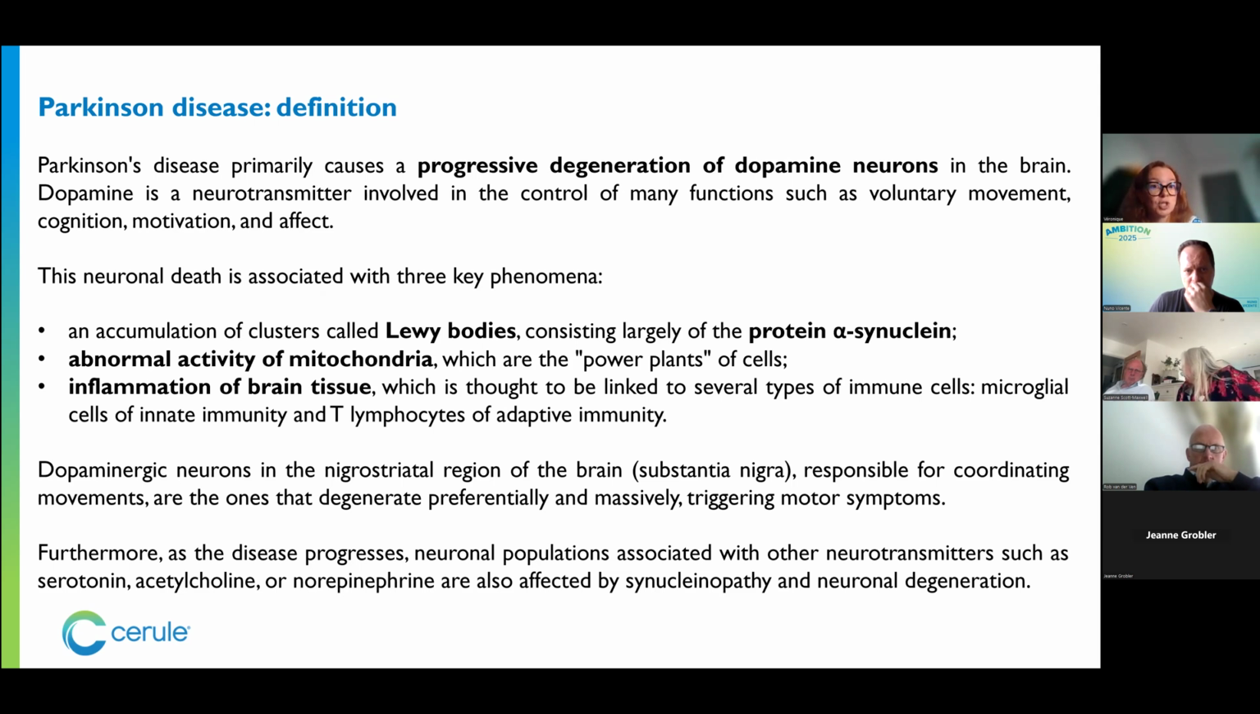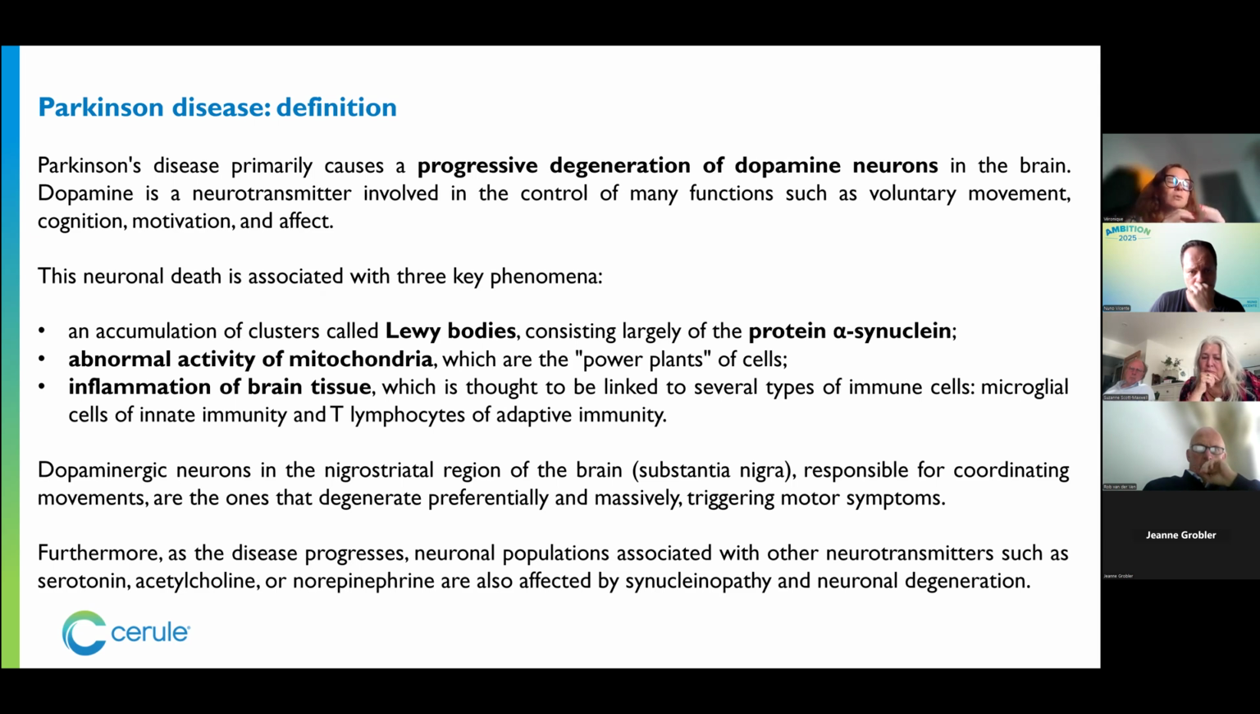In fact, this neurodegeneration is also associated with three key phenomena. The first one is an accumulation of specific proteins in clusters called Lewy bodies, consisting of the protein alpha-synuclein. So we have an aggregation of these proteins that will generate the degeneration of the neurons, dopamine neurons specifically. There is an abnormal activity of the mitochondria.